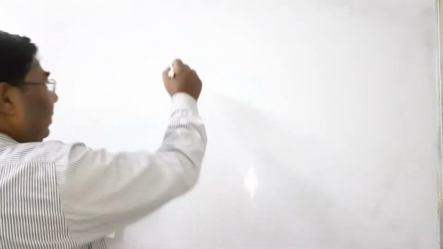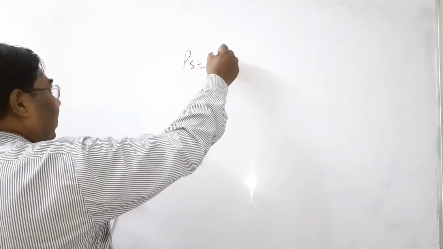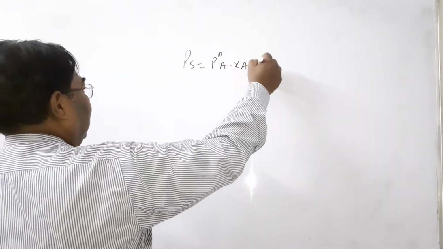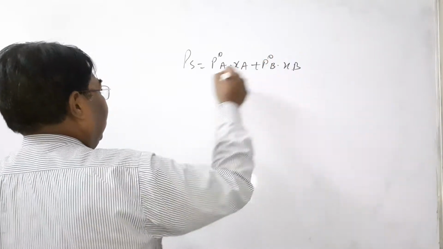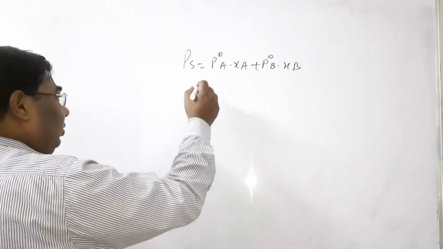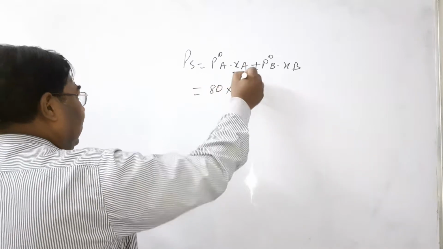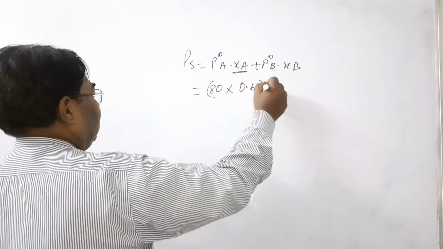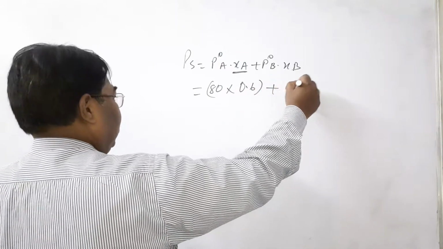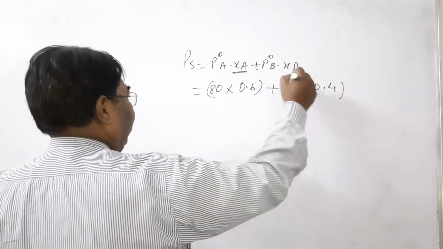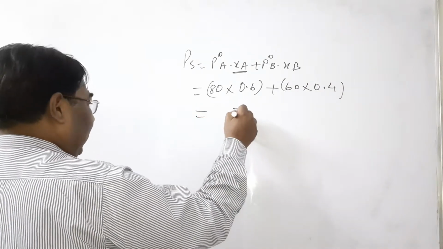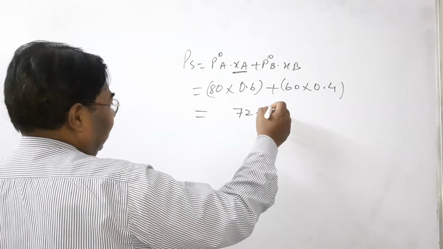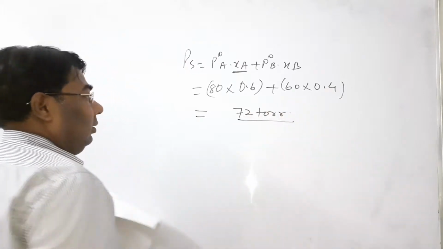The vapor pressure of the solution obtained by mixing 3 mole. Then the answer will be Ps is equal to P naught A into XA plus P naught B into XB. P naught A is 80 and XA is equal to 0.6, plus P naught B is equal to 60 and XB is equal to 0.4. After calculation, the value will be 72 torr. This is the answer. Understand?